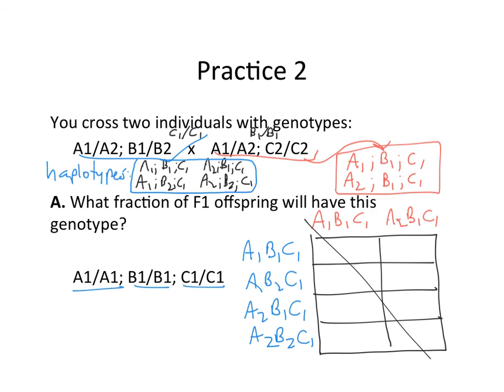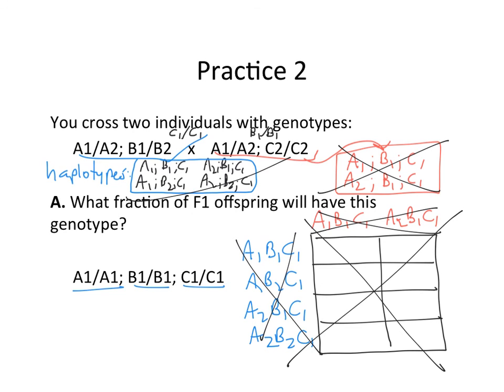So without having to do all this work of writing out the gamete haplotypes and all that, we could have just started at the beginning and asked, is it even possible, not what fraction of offspring, is it possible to produce offspring of this genotype with these starting genotypes.